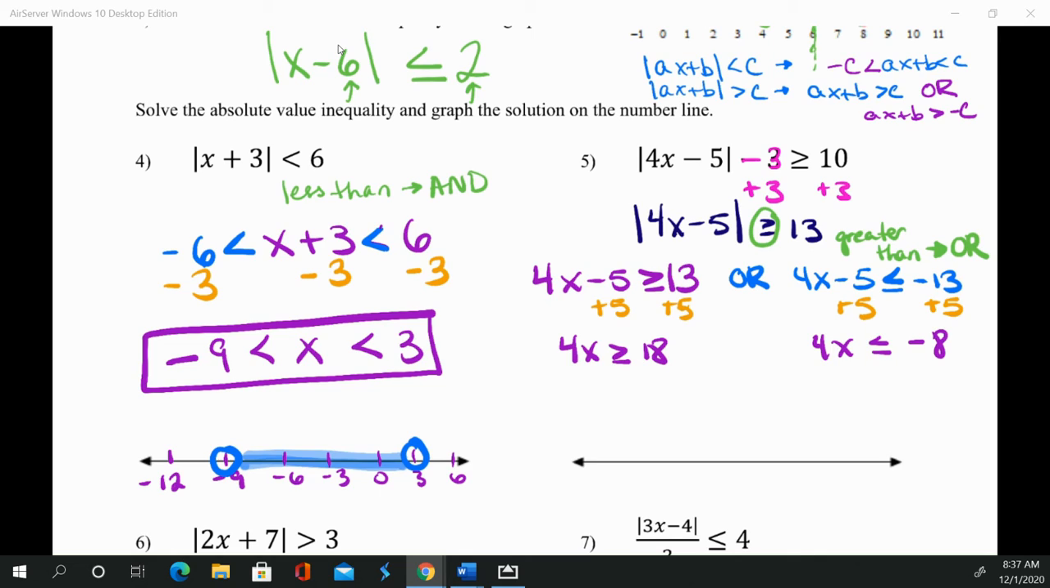Okay, so we're multiplying both x values by 4. So our last step is to divide by 4. So yes, it's a little more work because you have those two separate inequalities, but the steps are the same, so hopefully that makes it a little easier. So we get x is greater than or equal to 18/4, which is equal to 9/2, or x is less than or equal to -2.